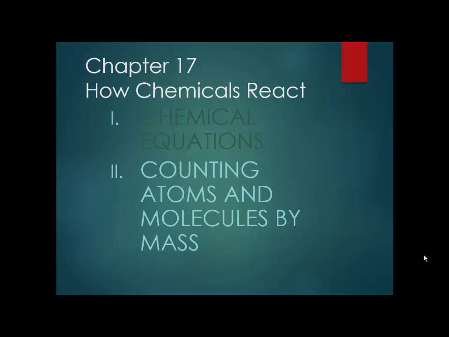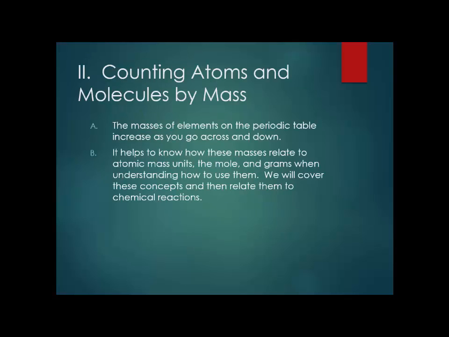Now we're going to look at counting atoms and molecules by their mass. The masses of elements on the periodic table increase as you go down. Hydrogen starts with about 1, carbon you're to about 12. As you go down, they just keep getting bigger. It helps to know how these masses relate to atomic mass units, the mole, and grams.